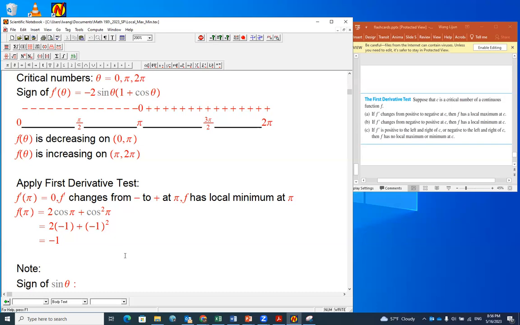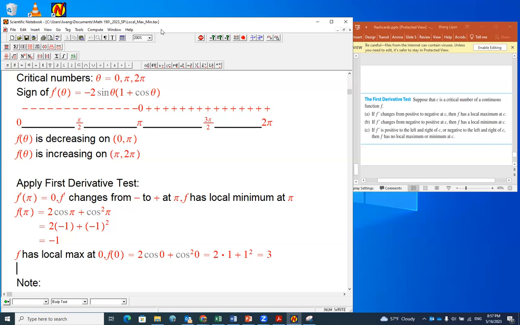So let's look at the endpoints. On this interval, the function is going downward, right? Decreasing. So at zero, F has a local maximum. So F has a local max at zero, which is F of zero, and we plug zero into the original function. Cosine zero equals one, right? So this is two times one plus one squared.